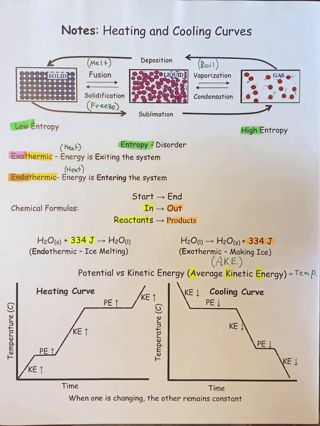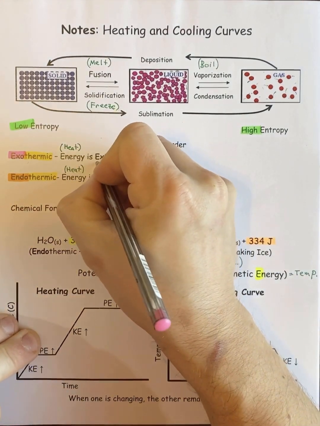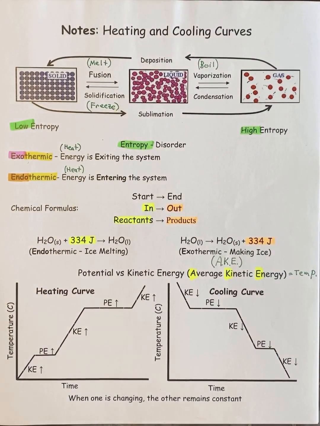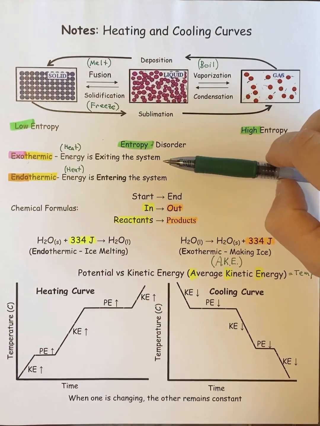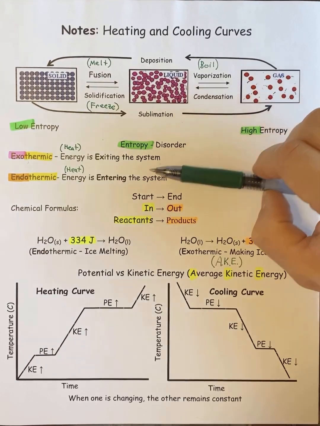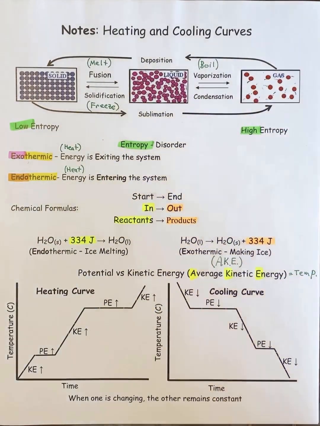When you think of it, think of exo for exit, and then endo would be entering. So exo, exit is a little bit easier to remember. So for exothermic, heat is exiting the system, and for endothermic, heat is entering the system. All right, so those are exo and endothermic definitions.